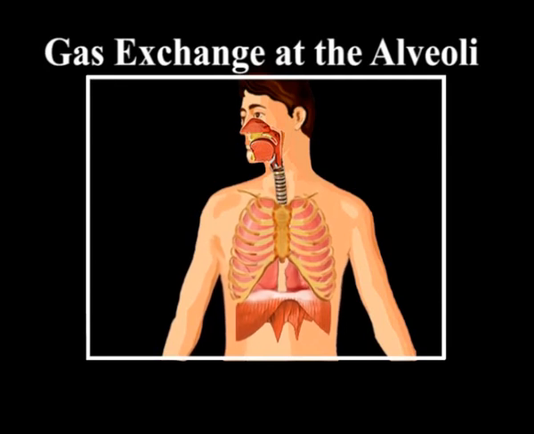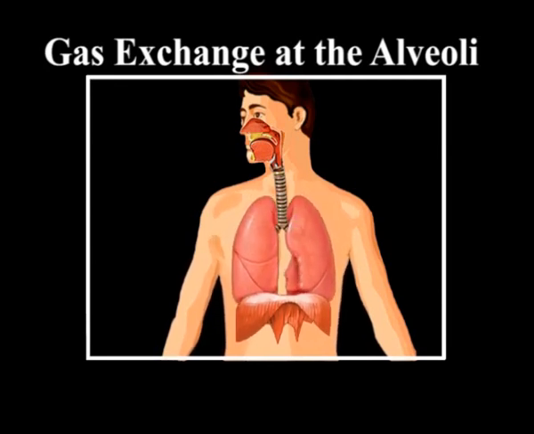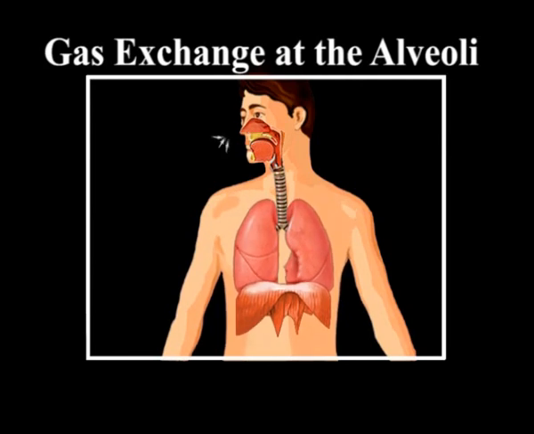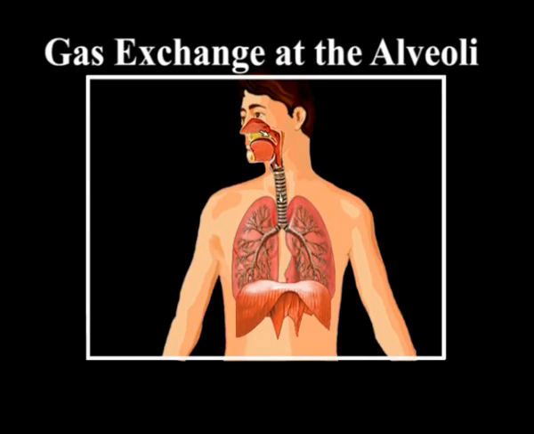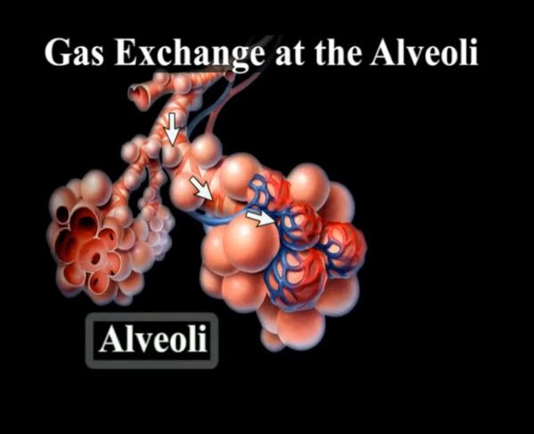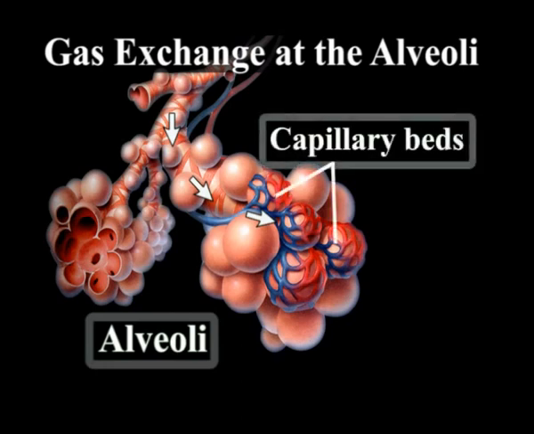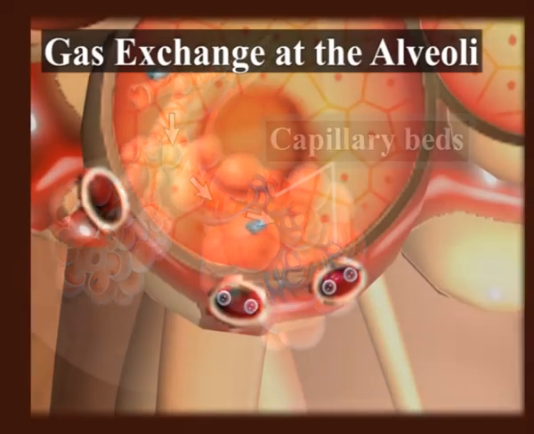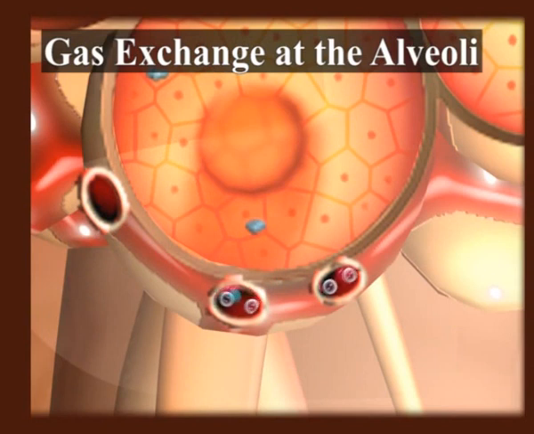Now let us see how the gas exchange between air and blood occurs in alveoli. Gas exchange at the alveoli. Air from the atmosphere passes through the conducting airway until it reaches the alveoli. Gas exchange takes place over the surface of the alveoli. The alveoli are covered in dense capillary beds in which blood is constantly circulated, as shown here.